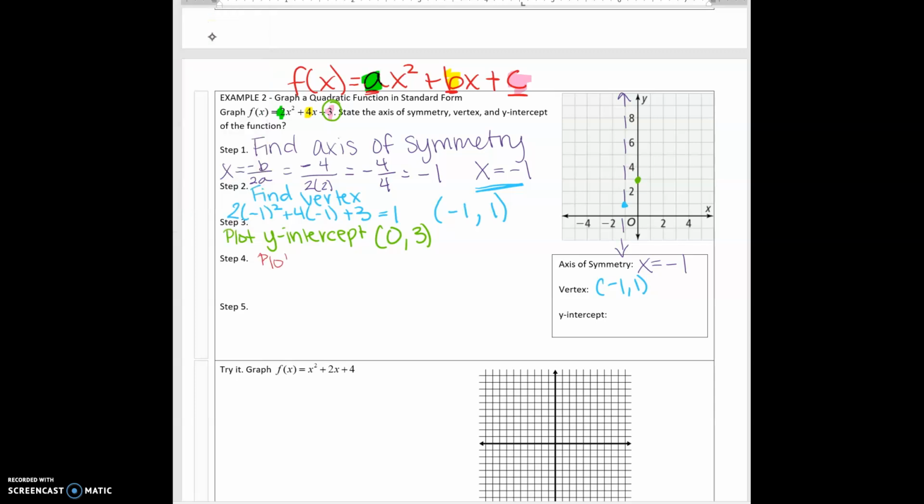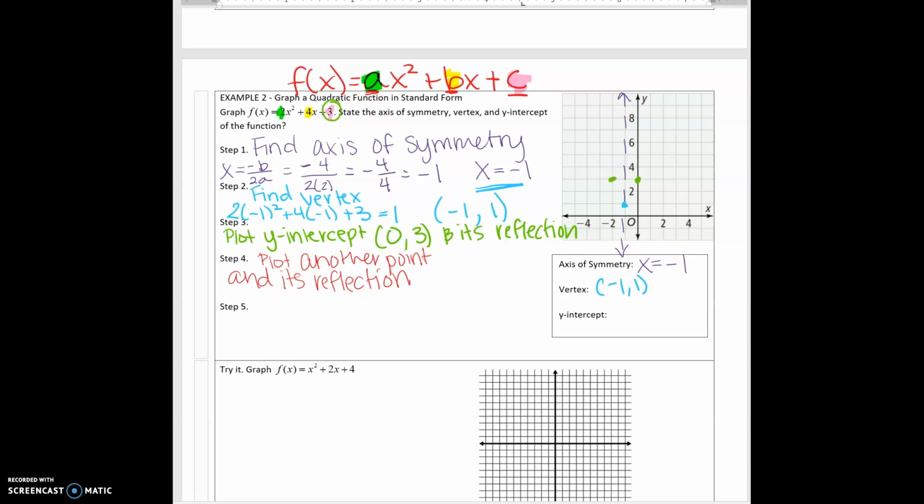So plot another point and its reflection. Sorry, for the y-intercept, I forgot we also need its reflection. What it means is this point is on this side, so then there's also one right on the other side right here.